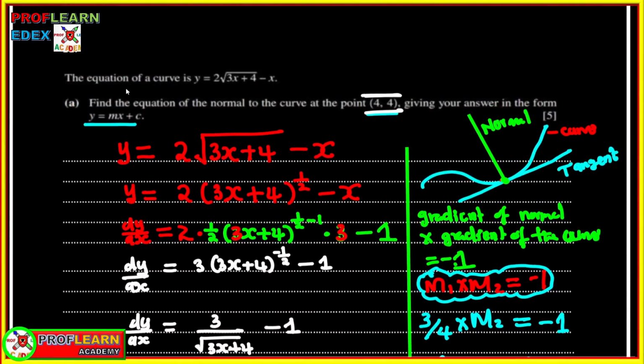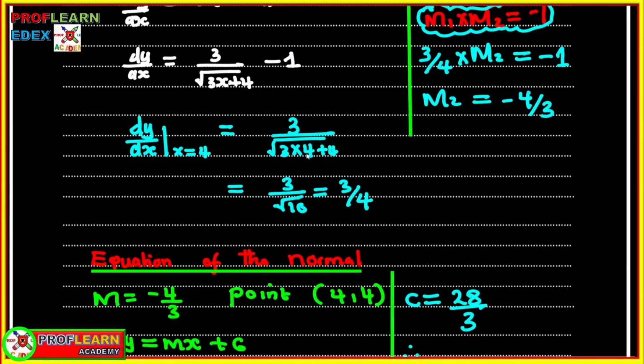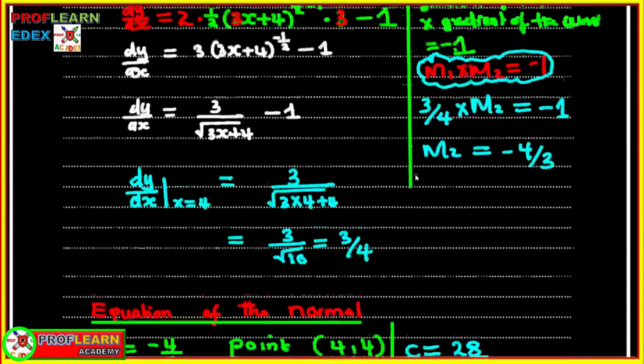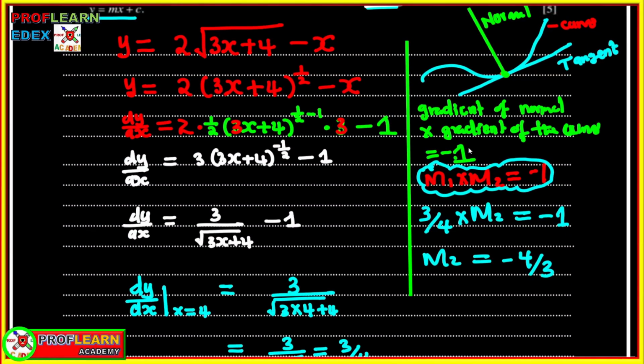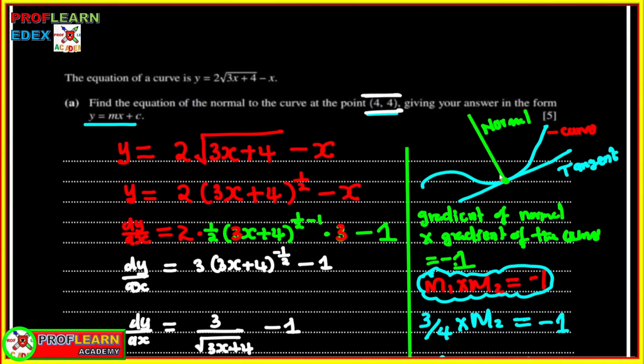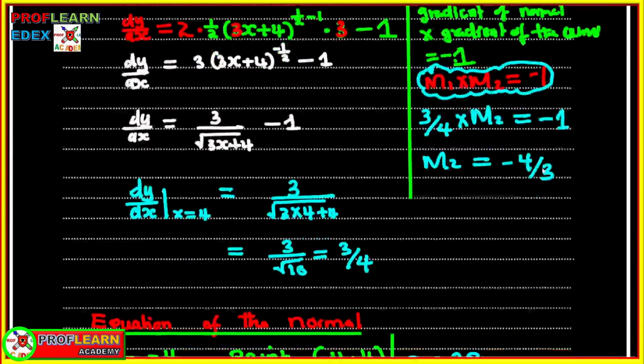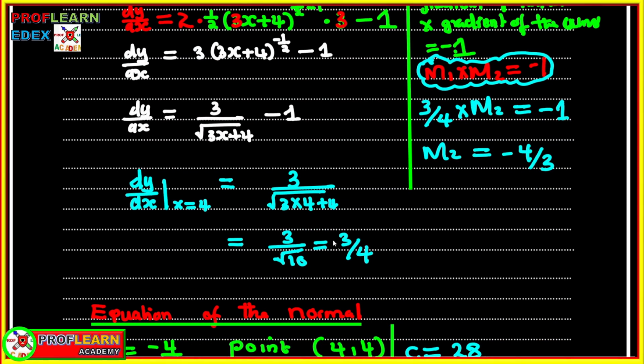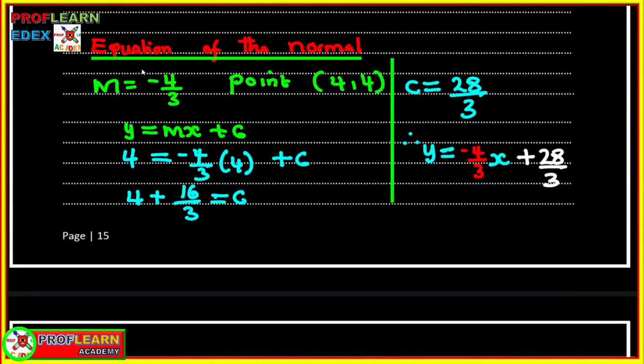Then we are supposed to find the equation of the normal at this point. At this point, x is 4. If we substitute x equals 4, we get the gradient of the tangent. Remember, the gradient of the normal times the gradient of the curve should give us -1, because a normal is at a right angle, 90 degrees, with the tangent. That's why we say m1 times m2 is -1. So if you know the gradient of the curve, you can find the gradient of the normal, which is going to be -4/3.